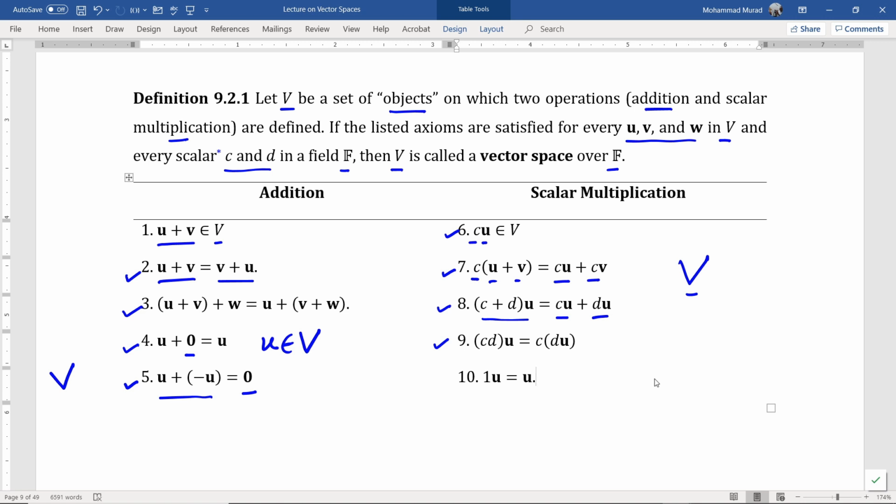Property 9. c times d times u is equal to c times du. This property is called the associative property for scalar multiplication. And finally, property 10. There exists an element 1 in the field F such that 1 times any element u in the set V is equal to the element u. This property is called the existence of multiplicative identity element. So, any set V whose elements satisfy all these 10 properties with the scalars from some field F is called a vector space over the field F.